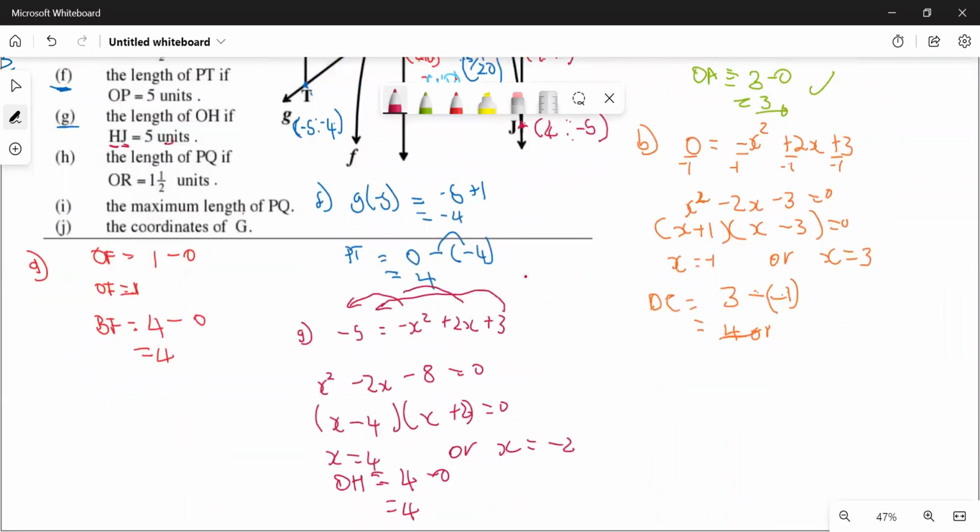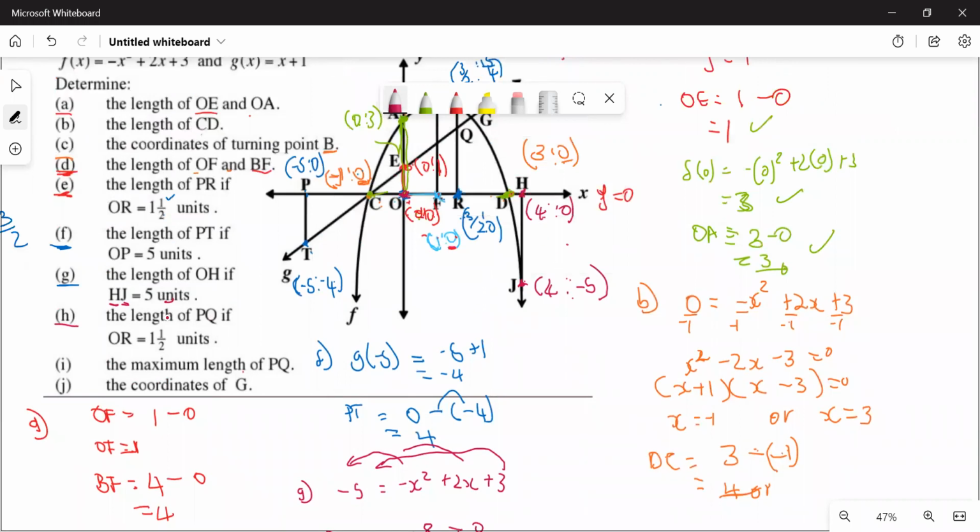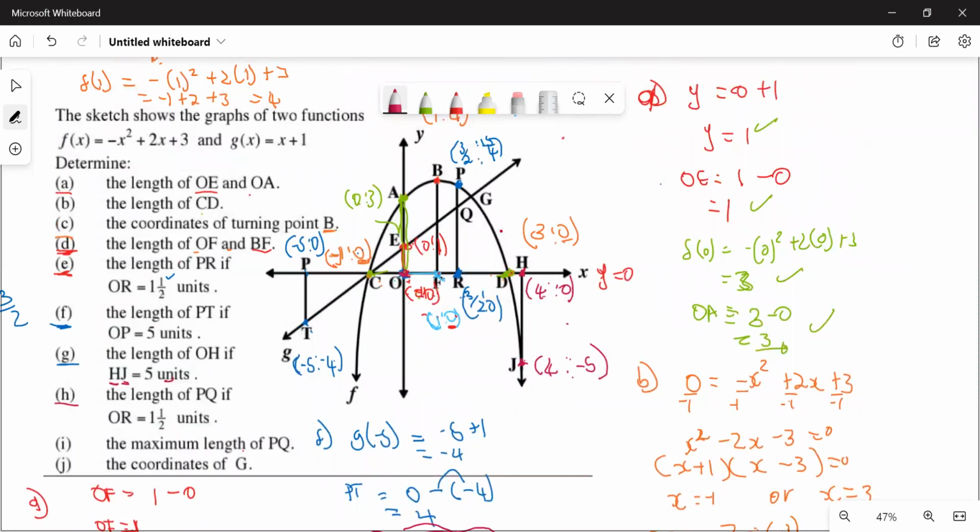Let's go to, we're almost there. H, they say the length of PQ. Can I erase this? Yes, but I will still need some of the coordinates. I'll try to just erase some of the things, but some of them we still need. So we're looking for the length of PQ. We are looking for P and Q.